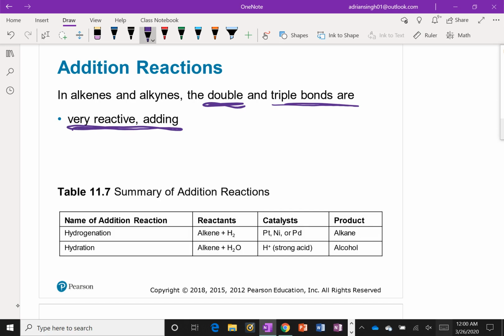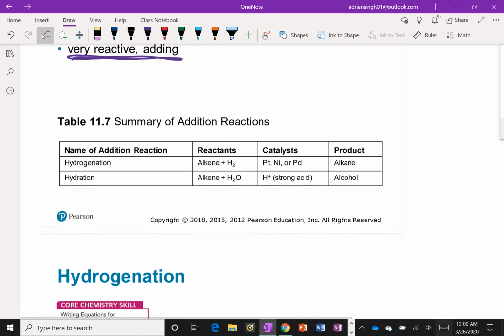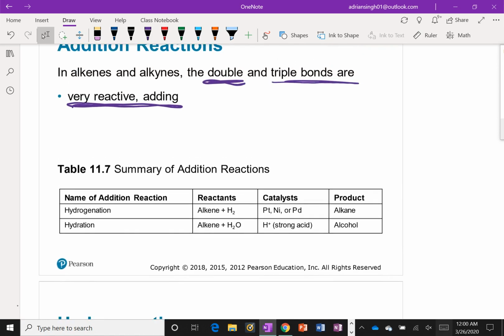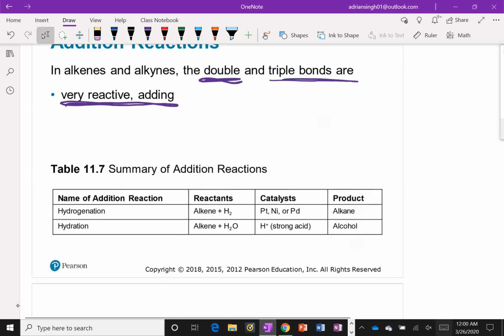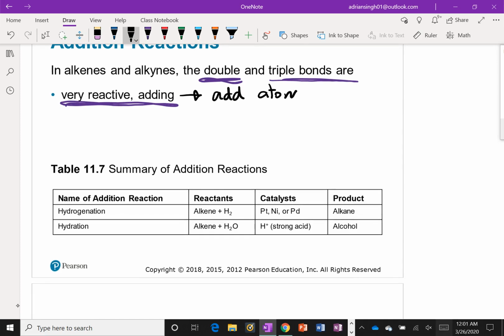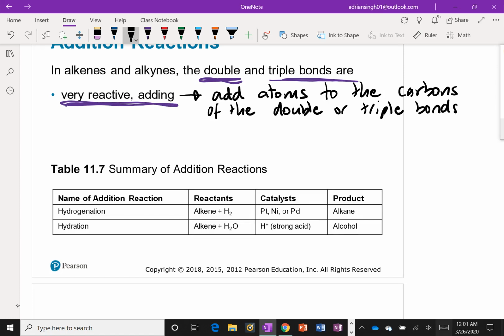So in terms of the addition reactions, there are three main things that we can add to the alkene or the alkyne, and we name the reactions according to what we're going to be adding to the carbons of the double bond. All right, so again, remember, we're going to add atoms to the carbons, right? This is specifically where the atoms are going to go: to the carbons of the double or the triple bond. So what types of atoms are we going to add?